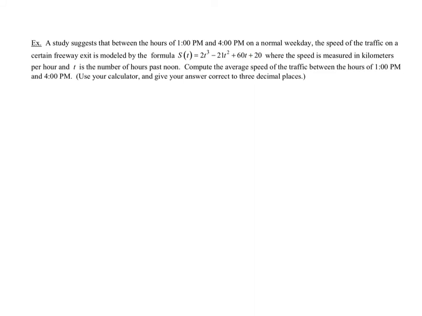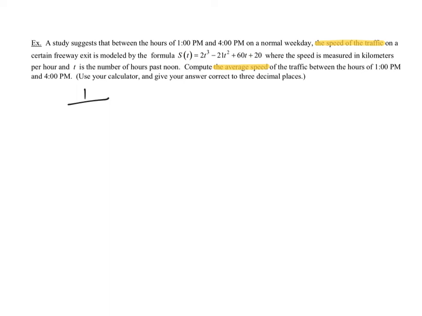All right, the next question I'll let you read for yourself, but what I want you to notice is that the function that they've given us in this problem represents the speed of traffic on a certain freeway exit, and what they are asking us to find on this problem is the average speed. And so because they are asking us to find the average of a function that we were given, this is going to be the average value formula.